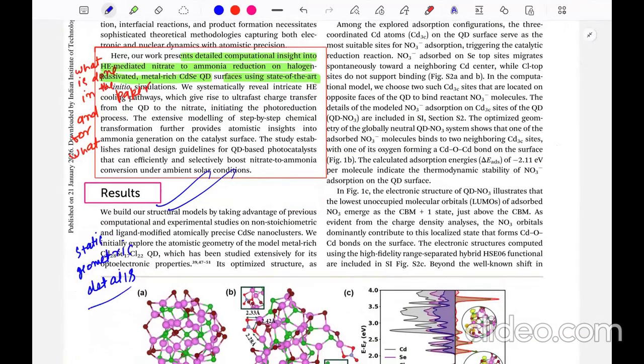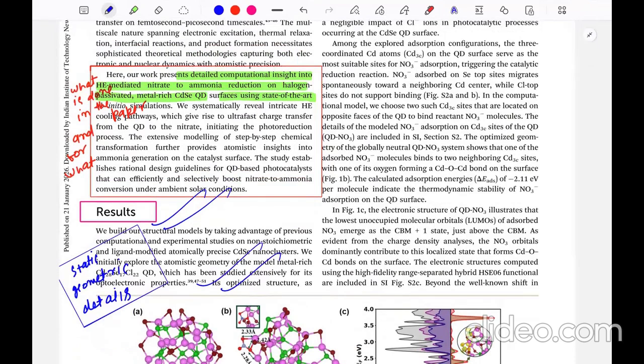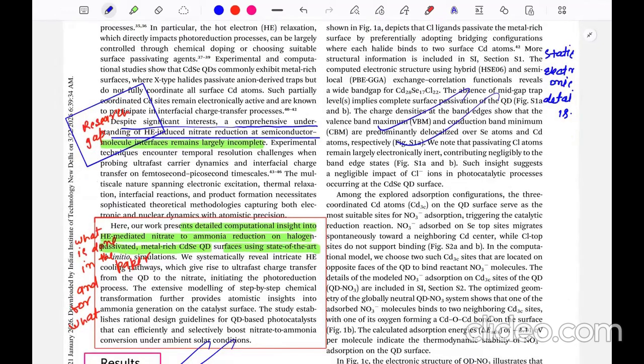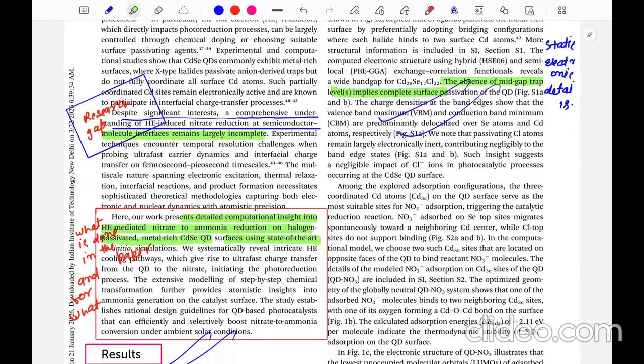Result part, if you will go through, this part is a static geometric details. This part is a static electronic details like valence band, HOMO LUMO, which orbitals are contributing in HOMO LUMO, what is the band gap of the semiconductor, and absence of mid gap trap states. So this has been discussed in this part, right?